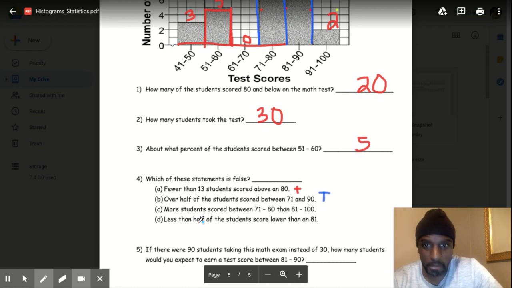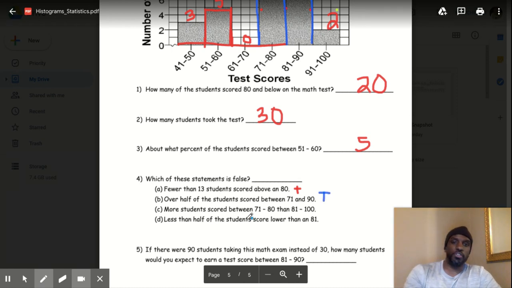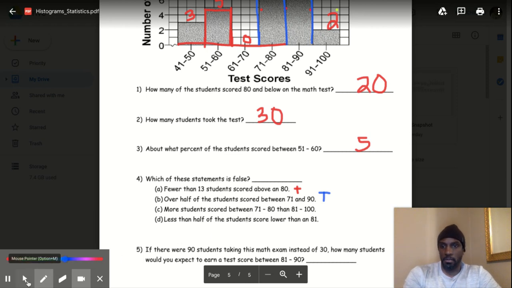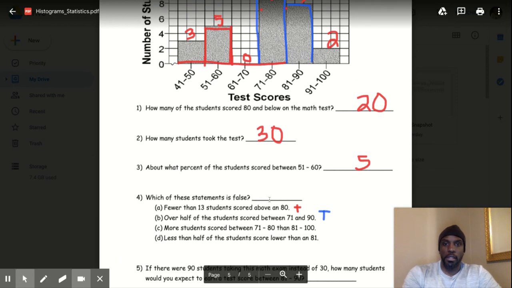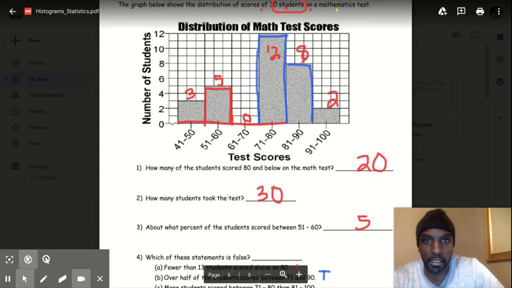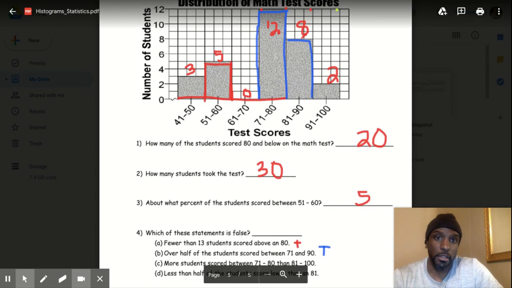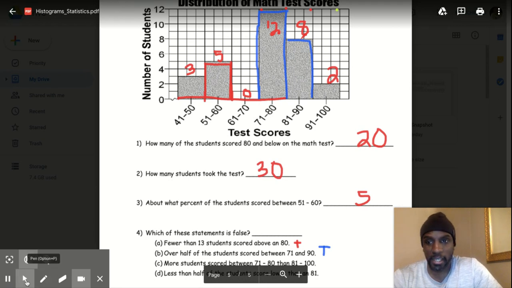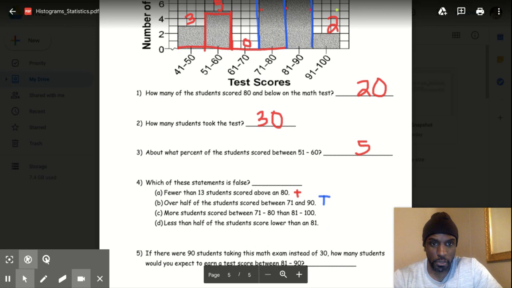True again. More students scored between 71 and 80 than between 81 and 90. Well, let's look at it. They're saying more students scored between 71 and 80. Yeah, look. 12 students scored 71 to 80. 8 students scored 81 to 90. There were more for 71 to 80. So this is true also.